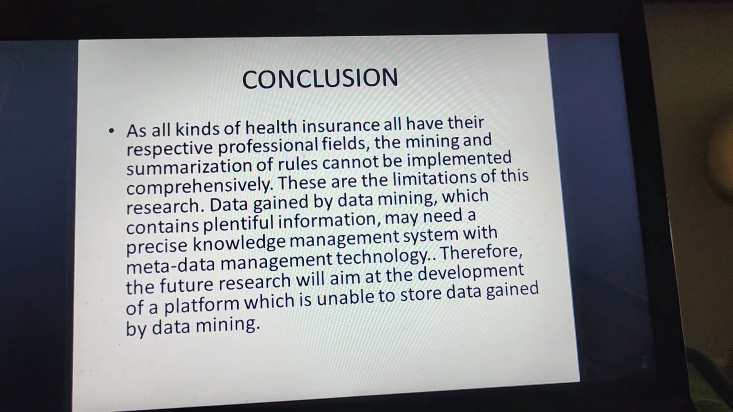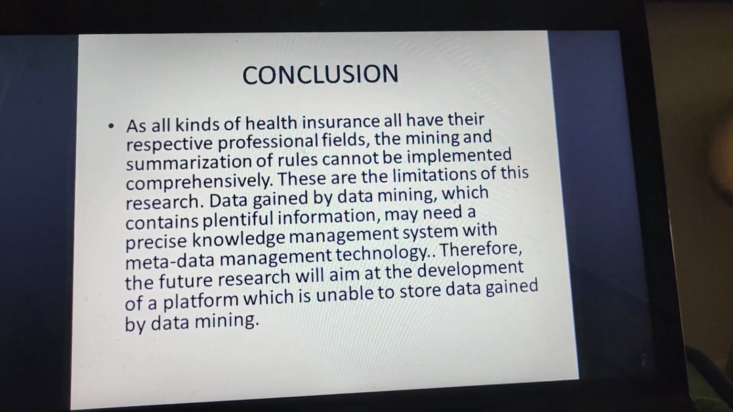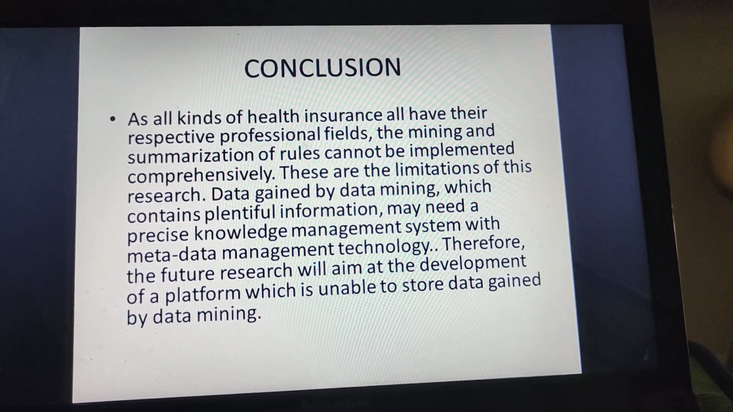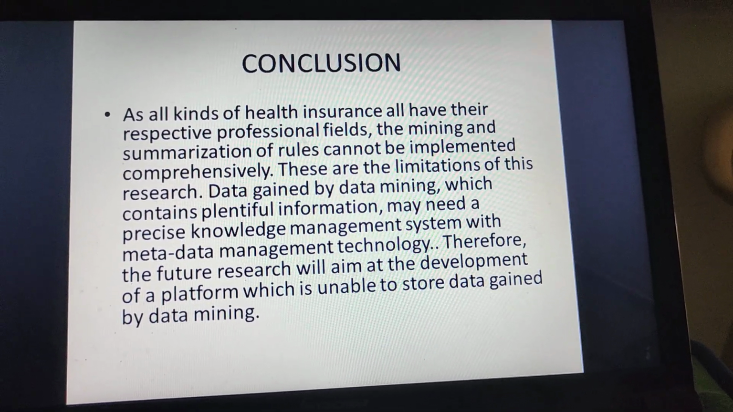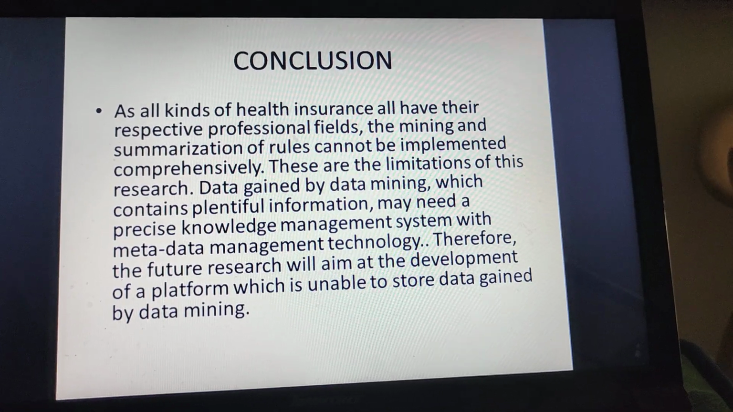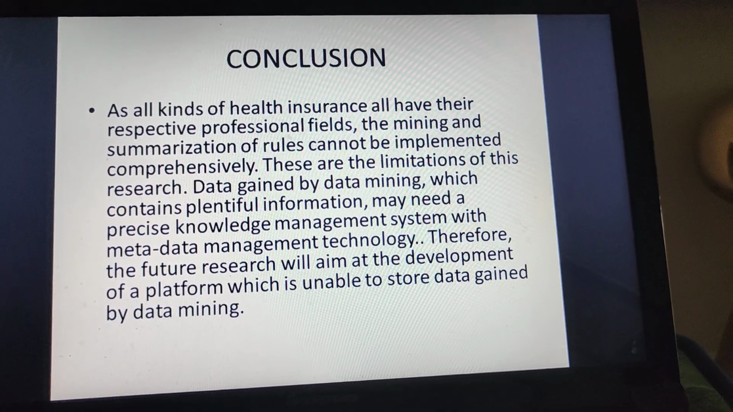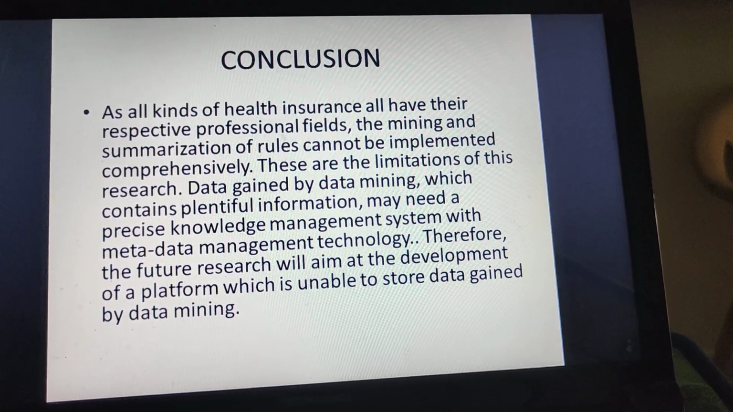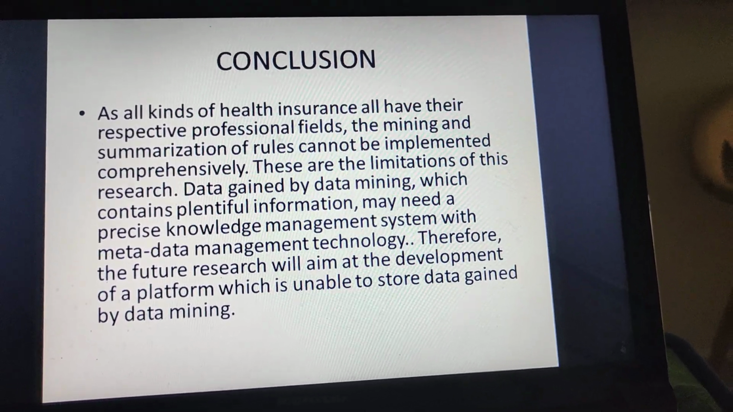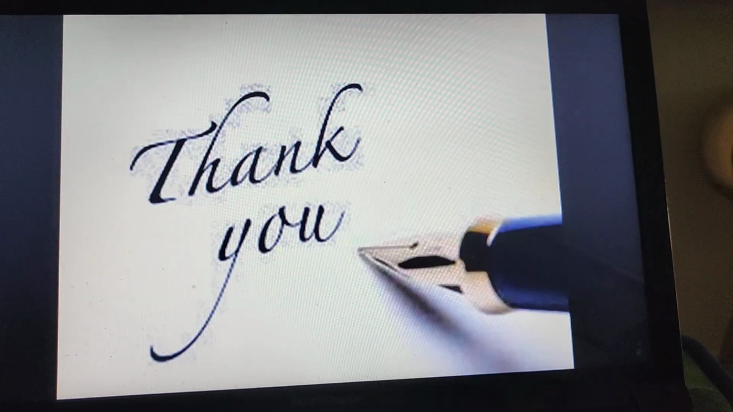And at last, we can conclude that as all kinds of health insurance all have their respective professional fields, the mining and summarization of rules cannot be implemented comprehensively. Therefore, the future research will aim at the development of a platform which is able to store the data gained by data mining.